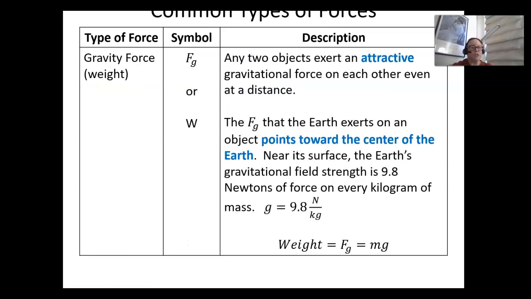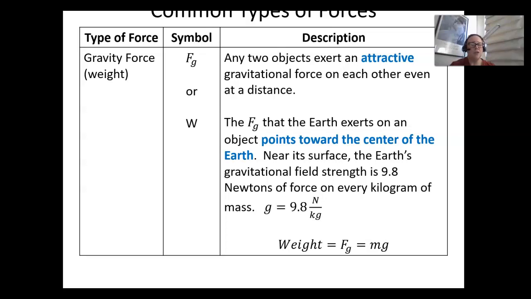So now I'm going to go through and quickly mention several common types of forces, and we will explore all of them in more detail later. But for right now, I just want you to be able to understand what is causing these forces and also the appropriate way to label these forces.